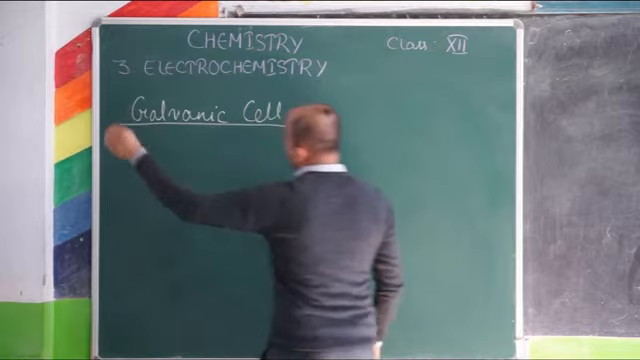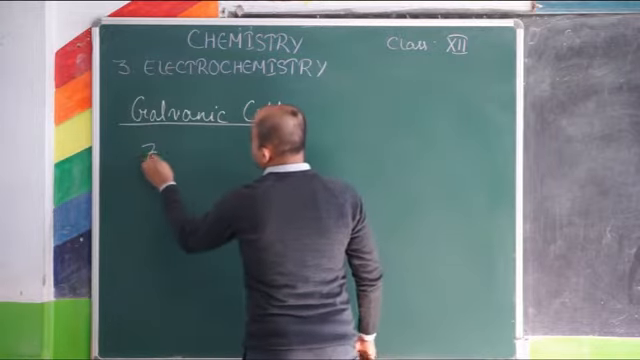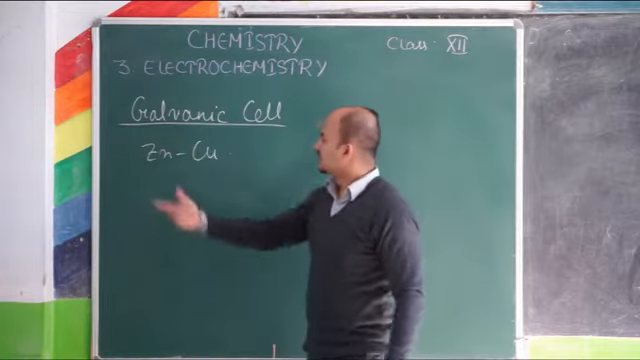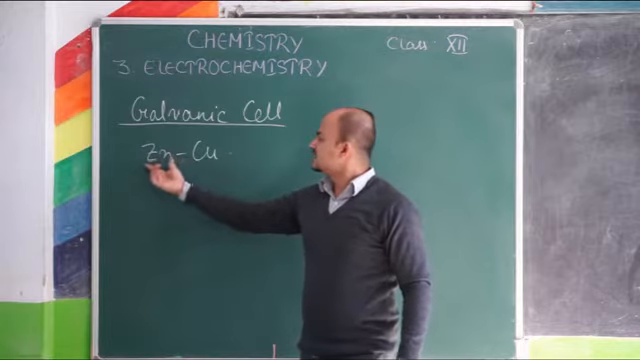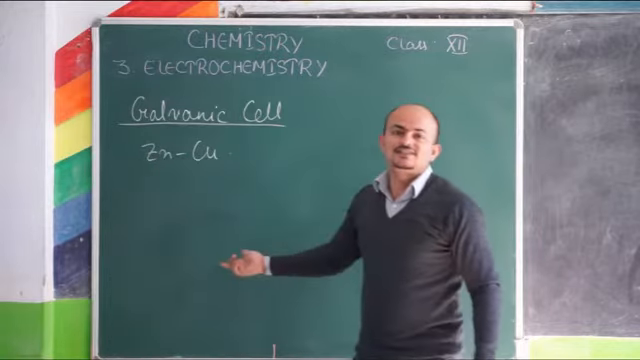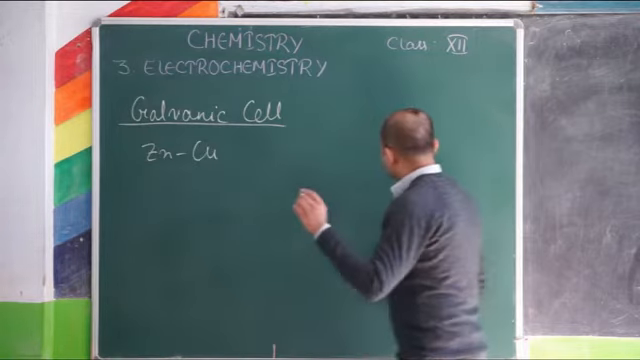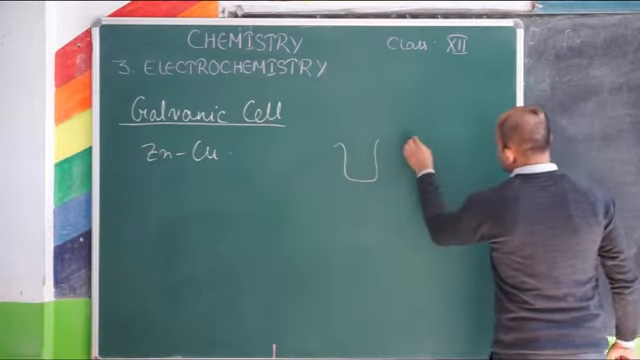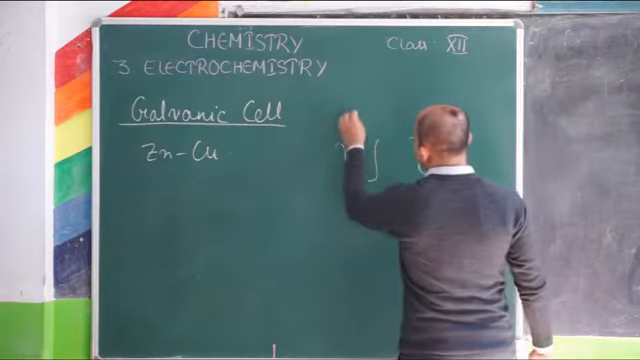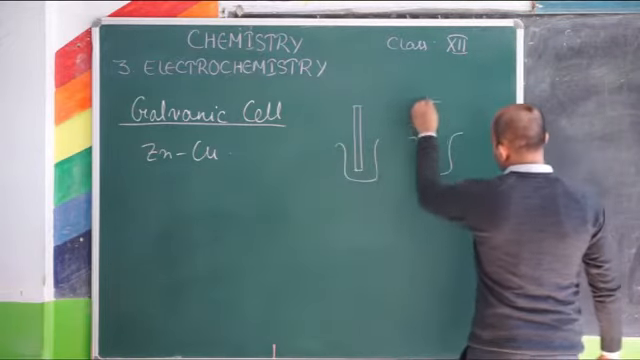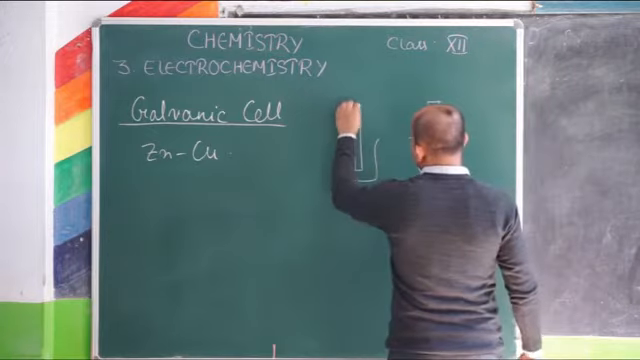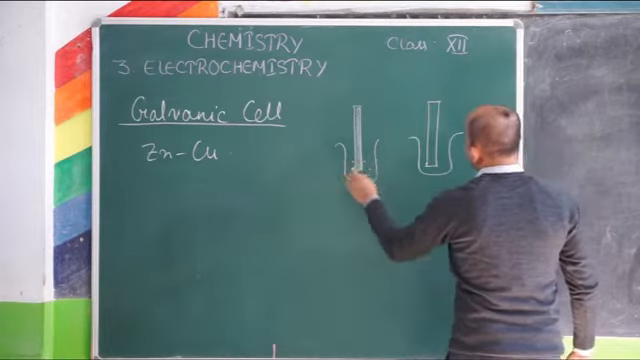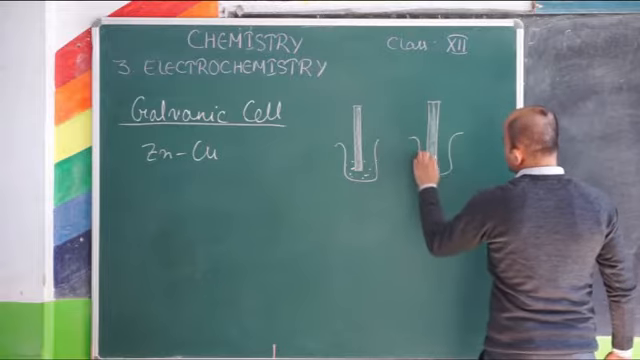So in case of galvanic cell, what do we have? We have zinc and copper electrodes. This cell, the galvanic cell or Daniel cell, is made out of zinc and copper electrodes dipped in their solutions. Let's have a rough sketch of how this cell works. Now this is just a rough diagram. Here this electrode is dipped in its solution and this electrode is also dipped in its solution.